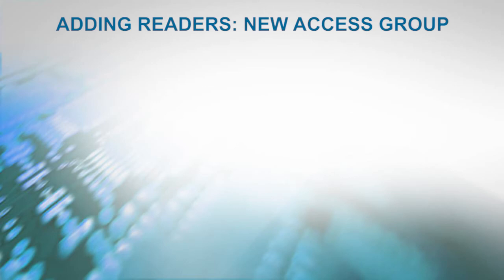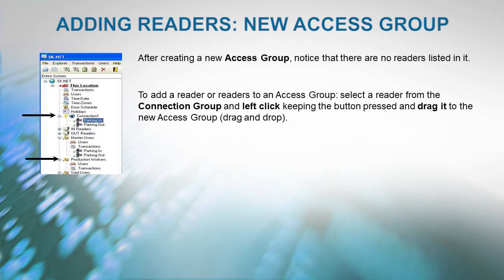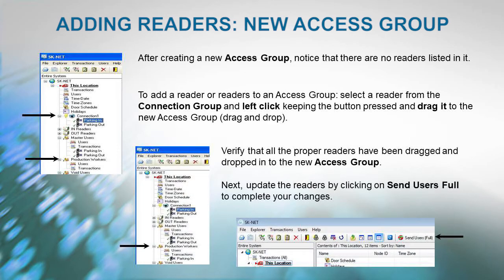Adding readers to a new access group. After creating a new access group, you will notice that there are no readers listed in it. To add a reader or readers to an access group, select a reader from the connection group and left-click. Keep the button pressed and drag it to the new access group. Drag and drop. Verify that all the proper readers have been dragged and dropped into the new access group. Finally, update the readers by clicking on Send Users Full to complete your changes.